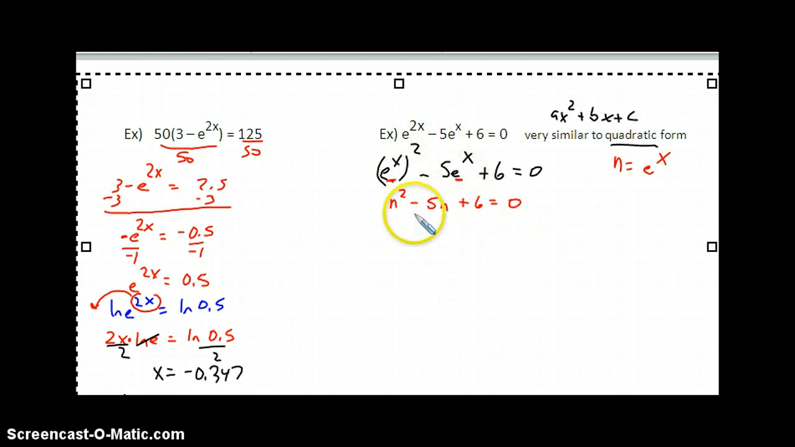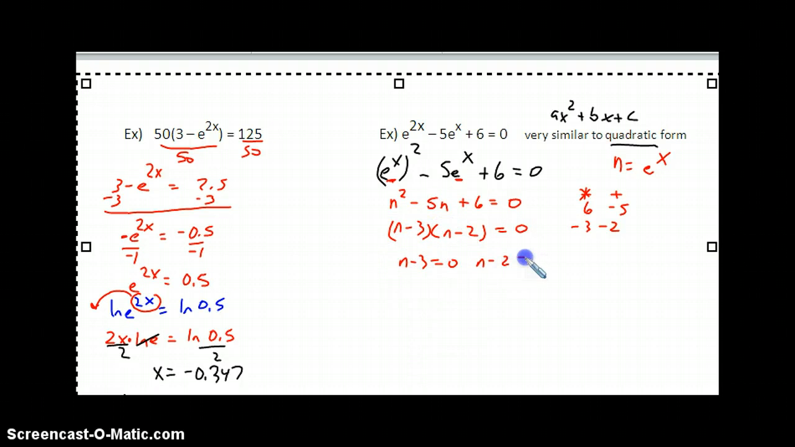I ask myself what multiplies to be 6, but adds to be negative 5. And that's going to end up being negative 3 and negative 2. So this would be n minus 3 and n minus 2 equals 0. So if you set them both equal to 0, you would end up with a positive 3 and a positive 2.